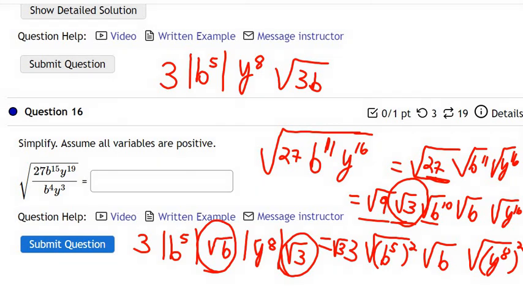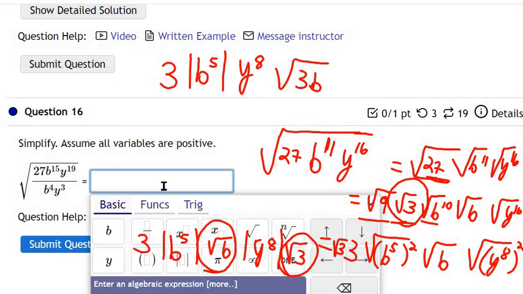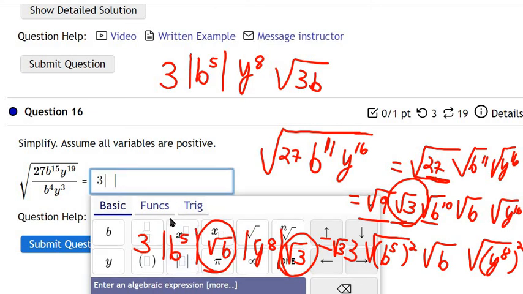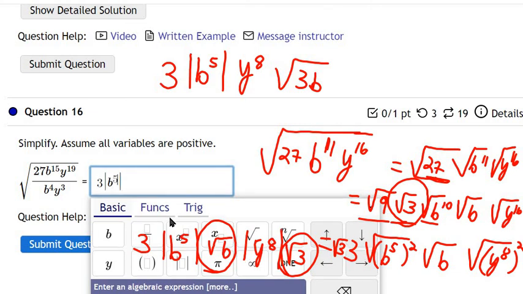It'll accept 3 times the absolute value of b to the power of 5, times y to the power of 8, and then multiplied by the square root of 3b.